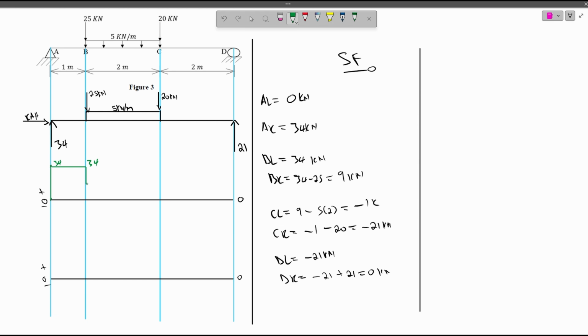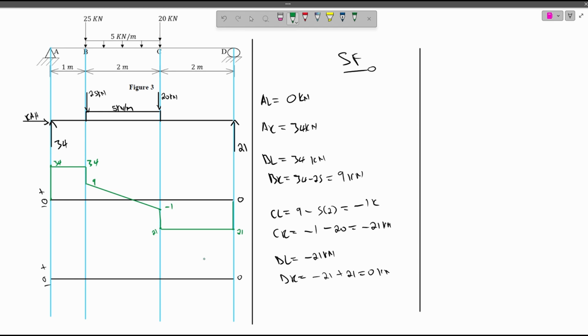Let's put it somewhere here. C left is negative 1. Negative 1, let's put it here. Our C right is 21. Somewhere here. And then our D left is still 21. And then back to 0.